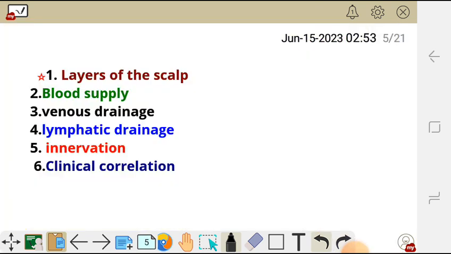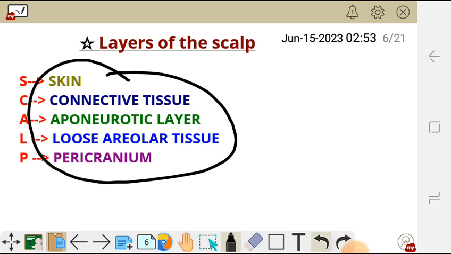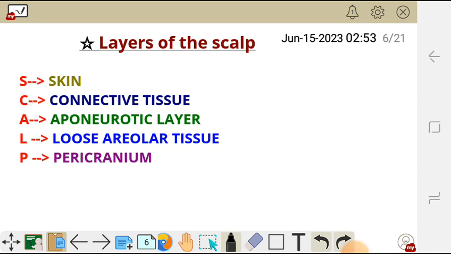Okay, so now let's look at the layers of the scalp. So we have 5 layers of the scalp. To name them, they are named after the word scalp. So S is for skin, C connective tissue, A aponeurotic layer, L loose areolar tissue, and P pericranium. Okay, so we're going to look at what constitutes all these layers one at a time.